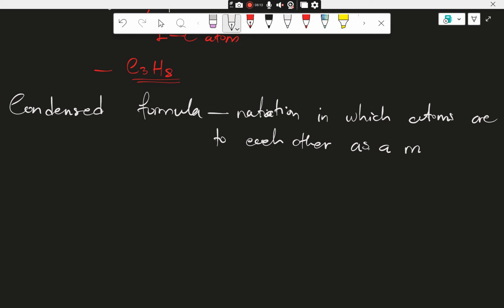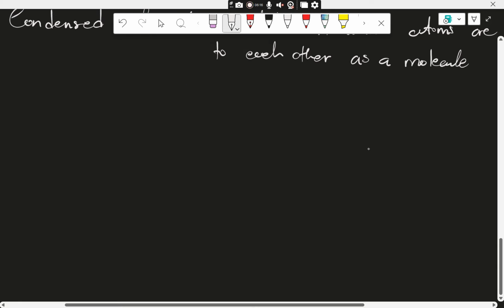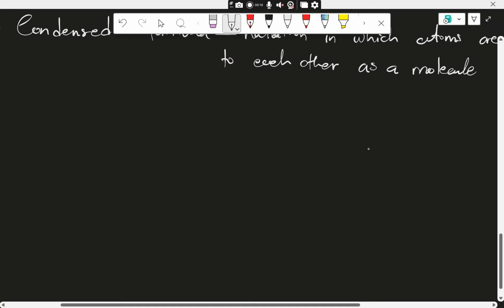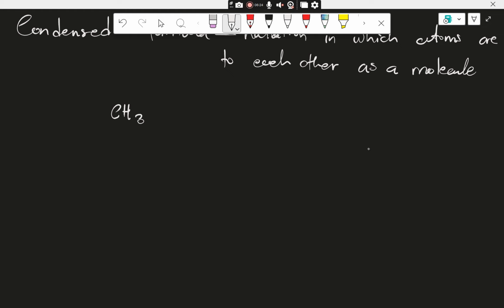Mm, right. Okay, so what does this mean? So it will look something like this. This will be your CH3. That means that's the first one, and next to this bond will have your CH2, and then you end with CH3.